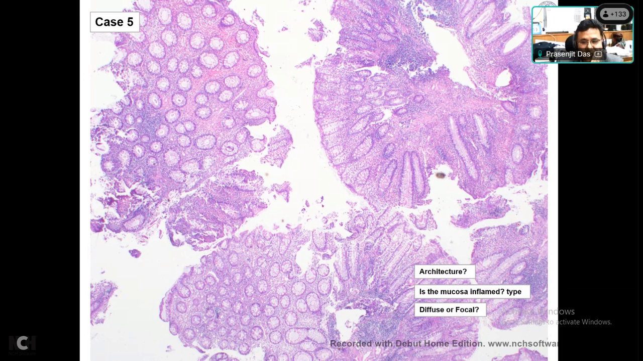So what do you have to see? Right side, to guess. Obviously you have to guess roughly if it is from the right side or left side of the colon. How?